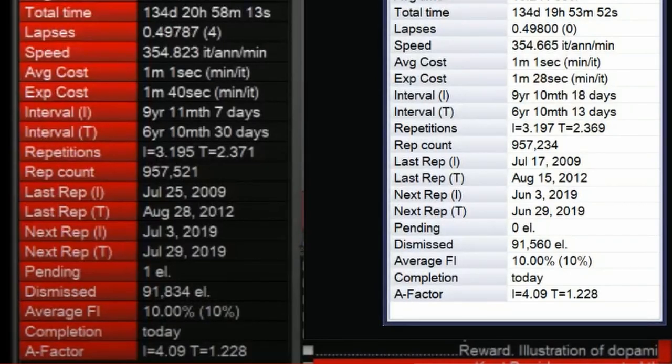And look at the A-factor. The default A-factor for topics is 1.2. The A-factor is somewhat similar to the ease in Anki. You have a number, let's say an interval of 10 days, the next one will be 12 because it's the current interval multiplied by the A-factor.